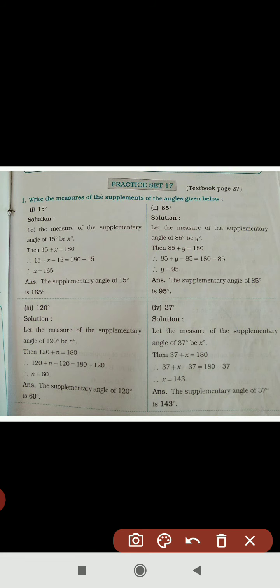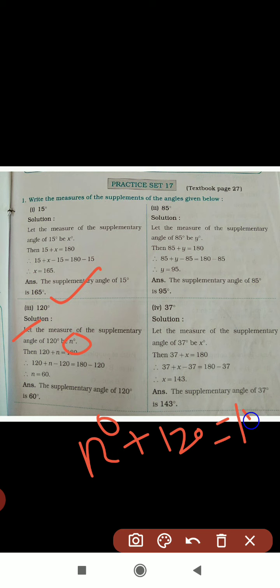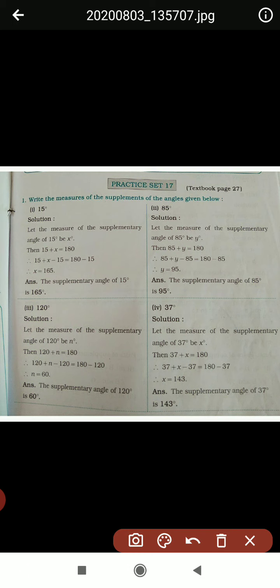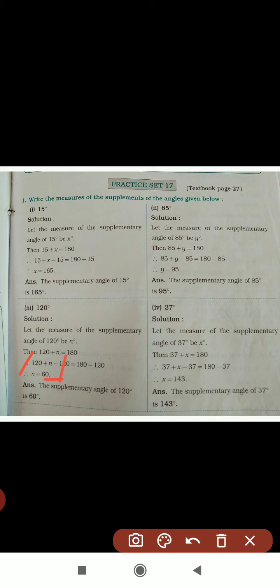Third one, 120 is given. Orally you can find it: 120 plus 60, but you have to write all the steps. Let the measure of the supplement of 120 be n degrees. So 120 plus n is equal to 180. Subtract 120 from both sides, where 120 gets cancelled. 180 minus 120 is 60 degrees. So the supplement of angle 120 is 60 degrees.